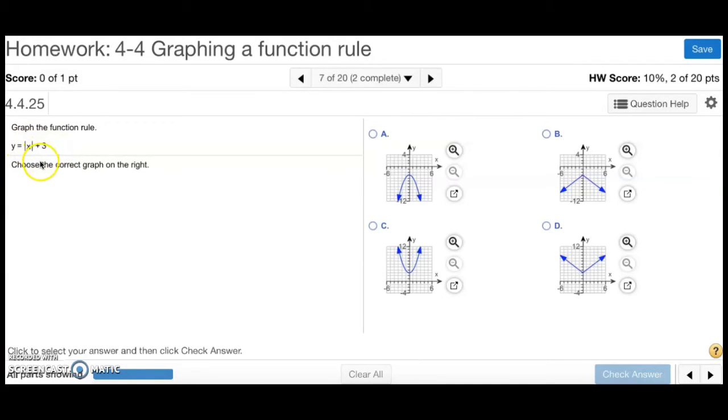Because those bars mean absolute value, our graph has to represent an absolute value function. So that tells me it's not going to be A or C. An absolute value function is in the shape of a V. Now we have this plus 3 here. Since it's on the outside of the function, it means I'm going to be shifting my graph up. This one is shifting it down and flipping it upside down. This one is shifting it up, so it has to be D.